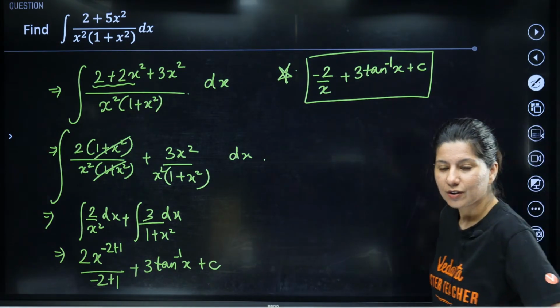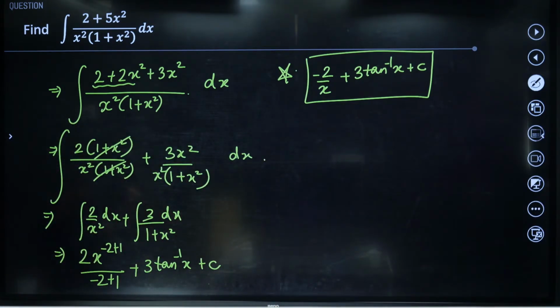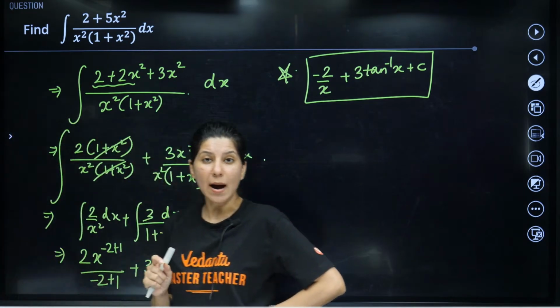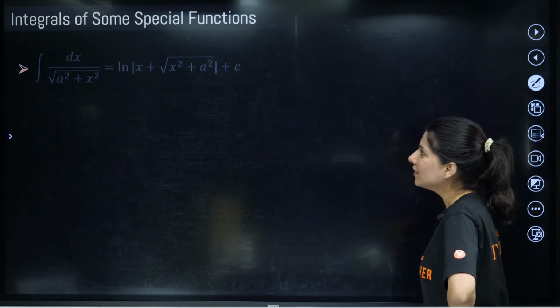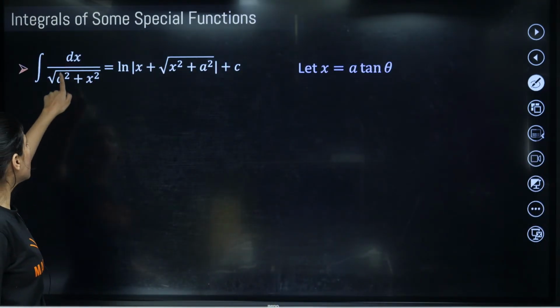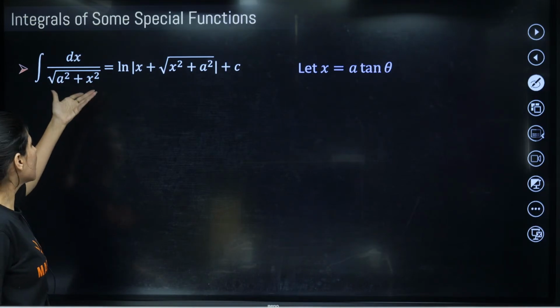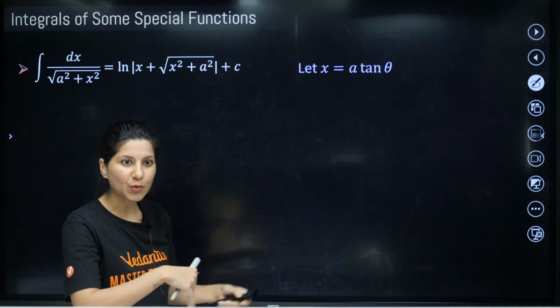Perfect. Okay, so that's how it is done. If it is clear, shall we move on to some more formulas? Okay. So now we have another formula which is this. 1 upon square root of a square plus x square. Again, how will we do it? By putting x equals tan theta. We can prove it. Okay.